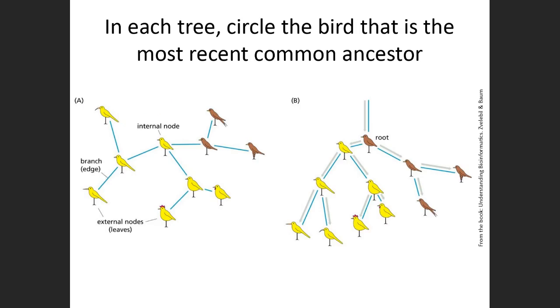All right, so now you can either use your pointer, I don't know if you can use the pointer, to point to some bird. So there are those two trees. Let's start with tree B. What's the most recent common ancestor?